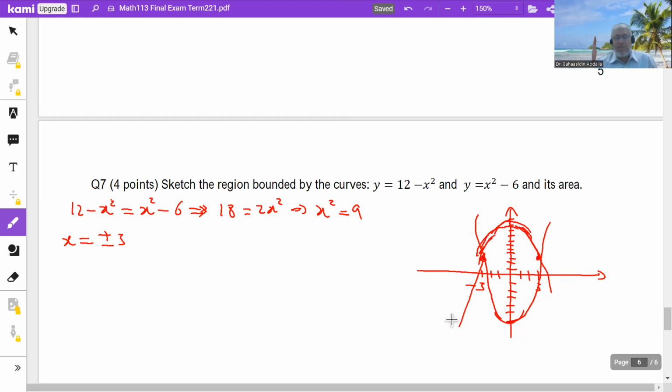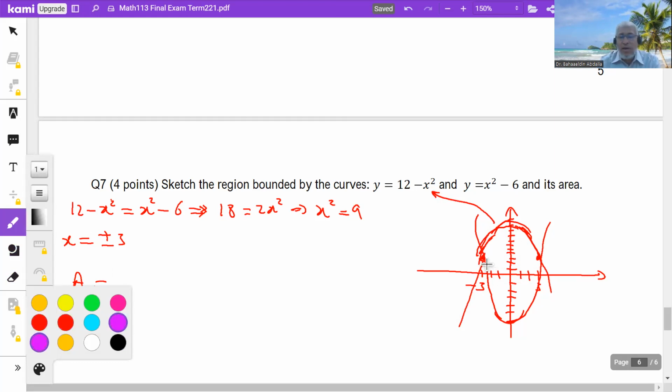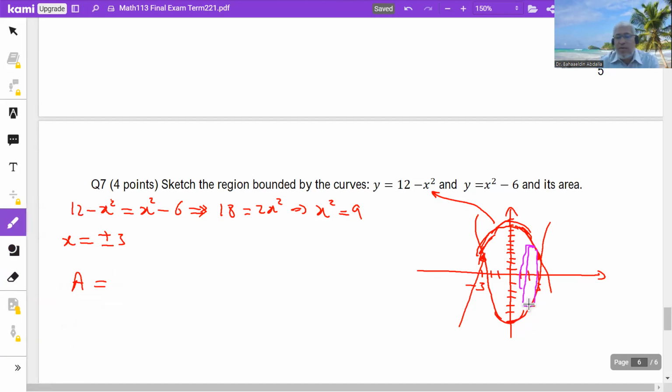So it's clear that this parabola, 12 minus x squared, is above x squared minus 6. So for the area, we use a vertical rectangle. And when you use a vertical rectangle, the width of the rectangle is dx. So the integral would be with respect to x. x from where to where? From negative 3 to 3.